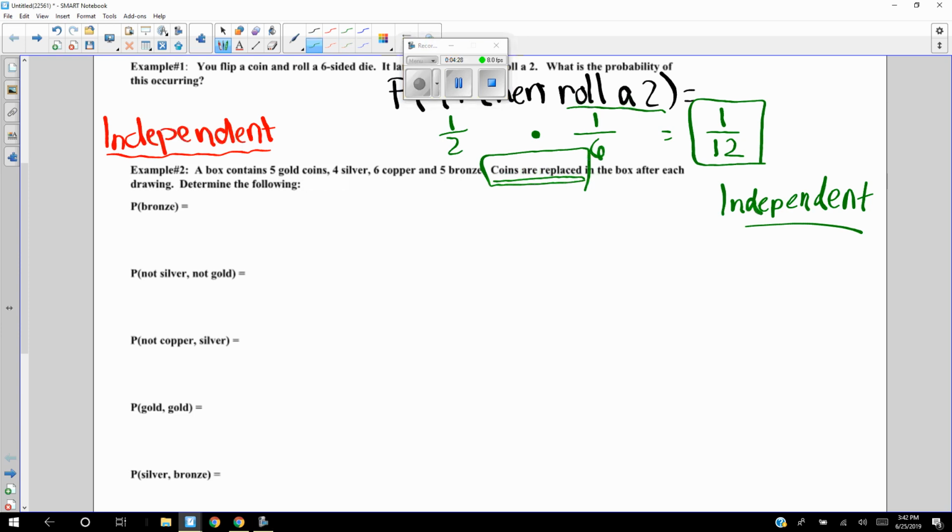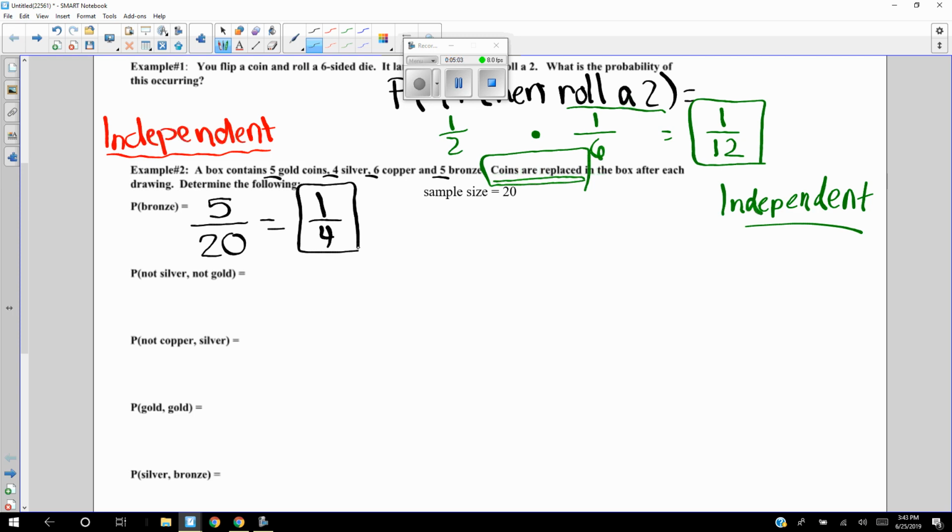This first one is an example of just simple theoretical probability. What's the probability of pulling a bronze coin out? Well, there are 5 bronze coins, and we're going to divide that by the total sample size. And the total sample size in this problem is 20, because 5 plus 4 plus 6 plus 5, all the coins added together gives us 20. So there's a 5 out of 20 chance of pulling a bronze coin, which of course reduces to 1 out of 4.